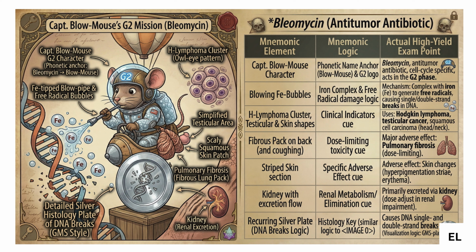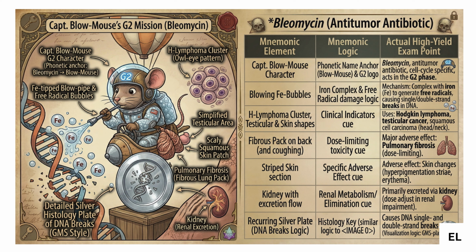Now look at his helmet. It clearly shows the label G2. This is a critical exam point. Bleomycin is a cell cycle specific drug, and it acts primarily in the G2 phase of the cell cycle. So remember, Bleomycin leads to G2 phase action.